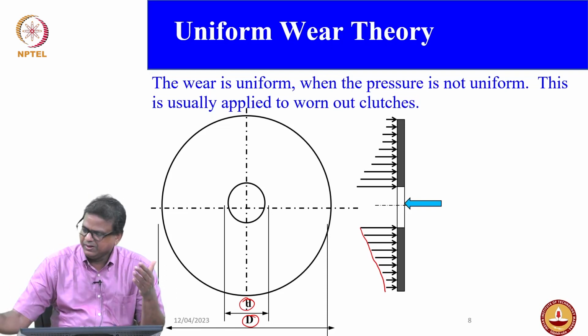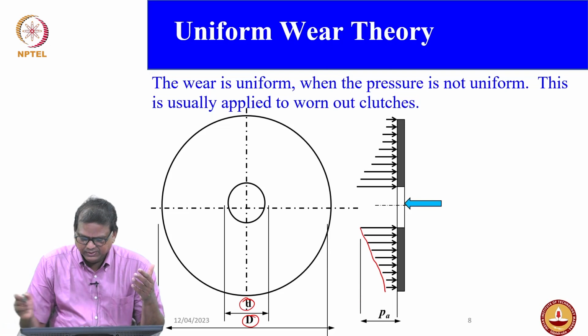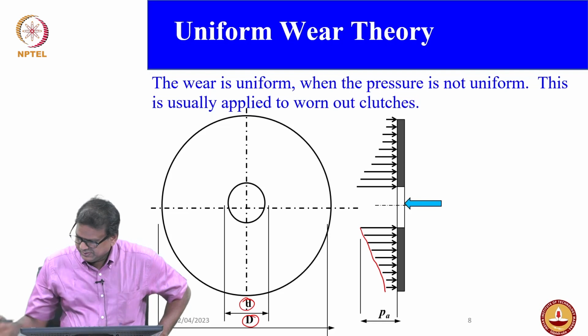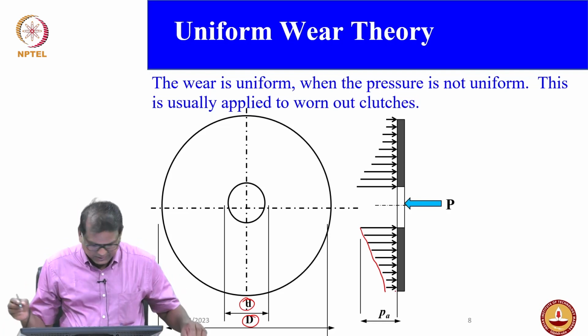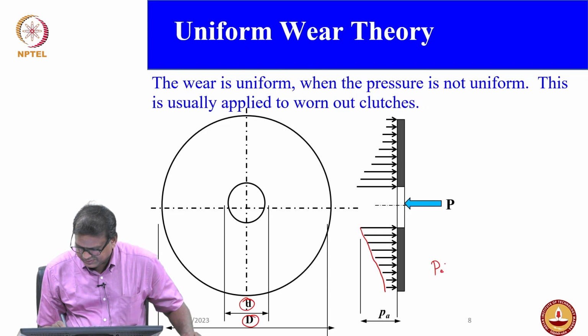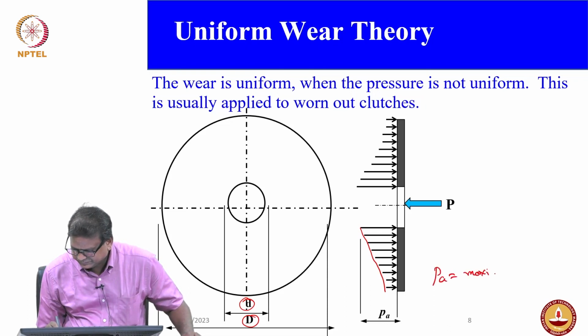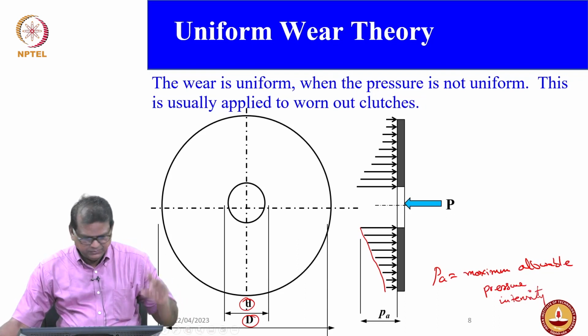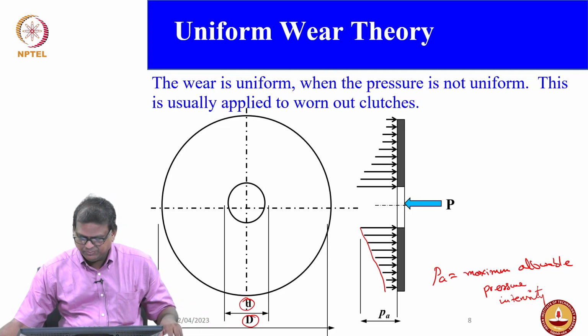So that is a thing, and generally we say p_a is the maximum allowable pressure intensity. You can put this as p_a is the maximum allowable pressure intensity, small p_a please. So already we have the basic equation, from there we are going to proceed.